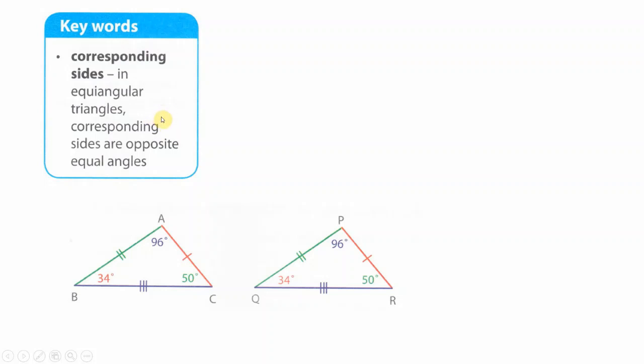Now, in such triangles, corresponding sides are opposite equal angles. So, in other words, if you look at the 34 degrees, then that side that is opposite that angle, this red side, is in the other triangle also the side that is opposite the 34 degrees. So AC and PR will be an example of corresponding sides because both are opposite the same angle size.